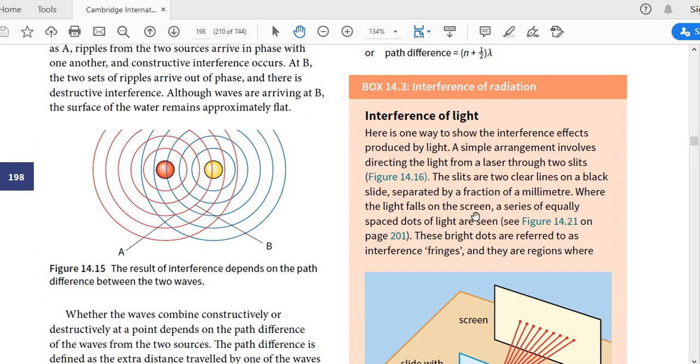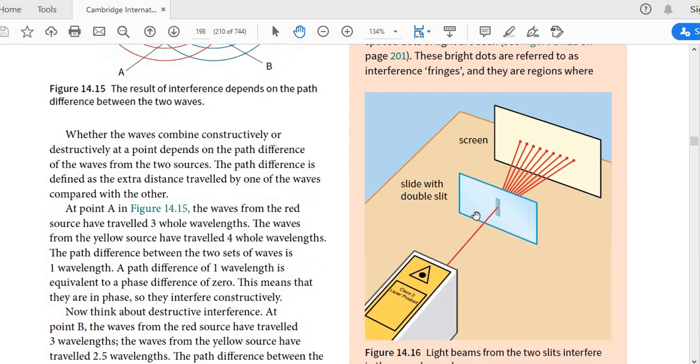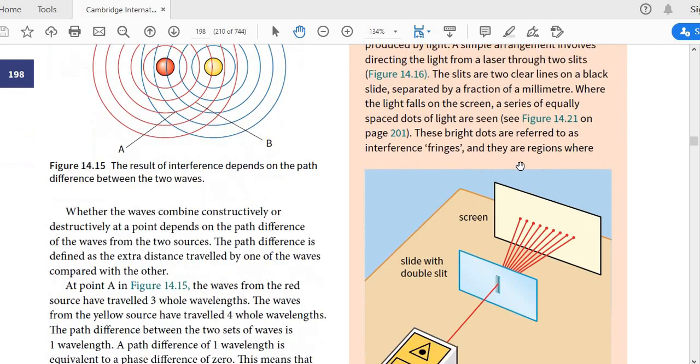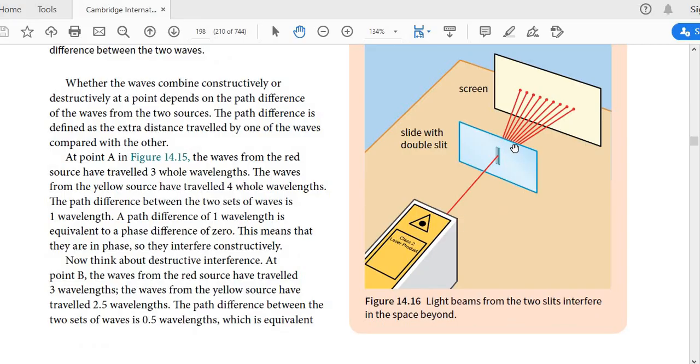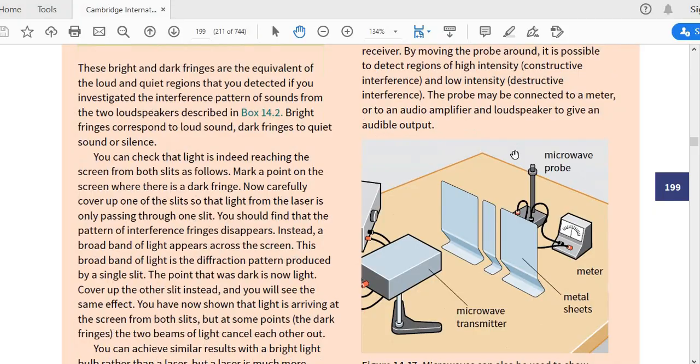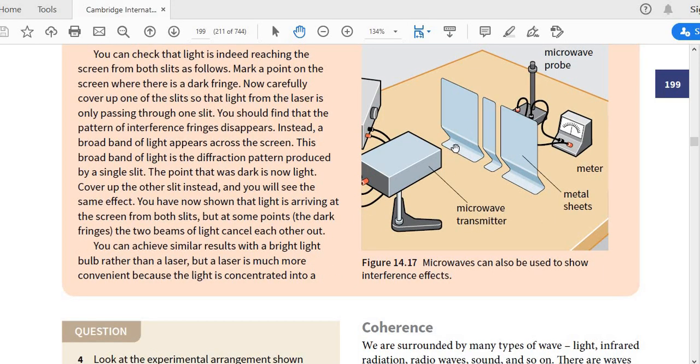Then we have interference of light waves. I went through this briefly previously also. Now this is monochromatic light, a laser beam. The same thing you can do with microwaves also.